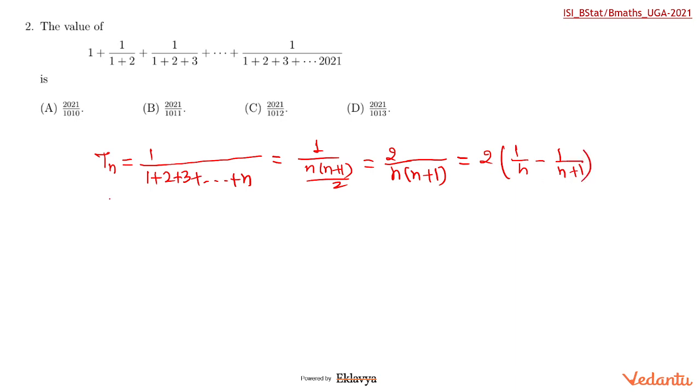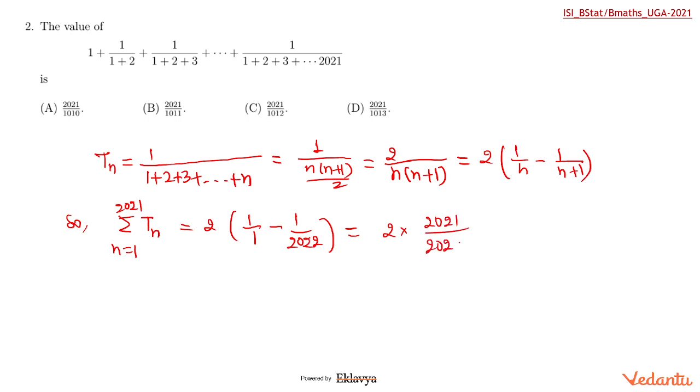This is the idea of the method of difference, a telescopic sum. So the required sum is sigma Tn from 1 to 2021, and we get 1 by 1 when n is 1, and the last term is 1 by 2022. So this is 2 into 2021 divided by 2022, which is 2021 divided by 1011. So the answer to this question must be B. Option B is matching.